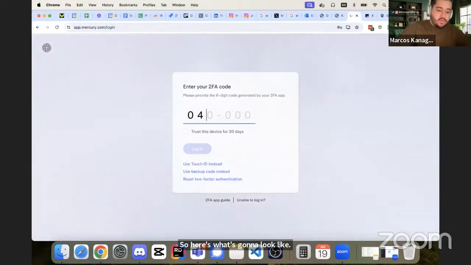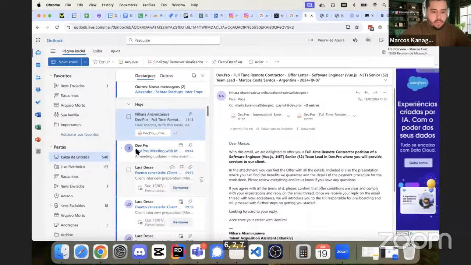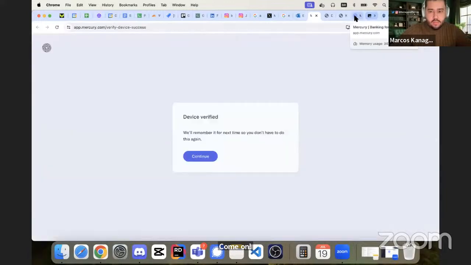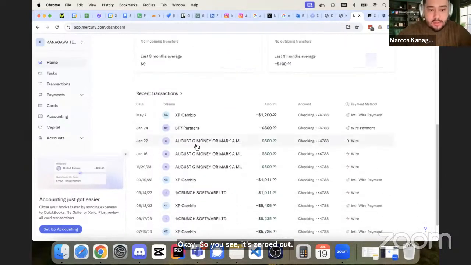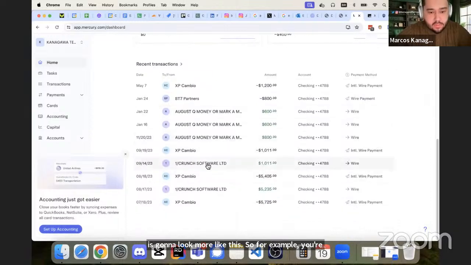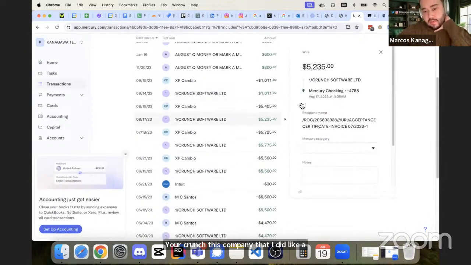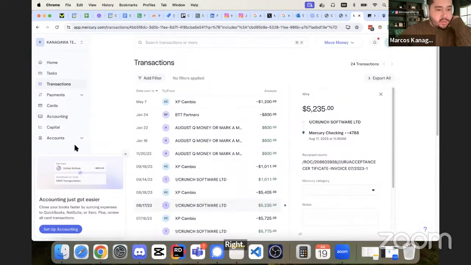Mercury. Okay, so you see it's zeroed out, so yours is gonna look more like this. So for example, you're gonna receive the money from here, Crunch. This is a company that I did like a freelancer. You're gonna receive like that, right? So it's gonna show up in your account, and then you're gonna come to a place like this.